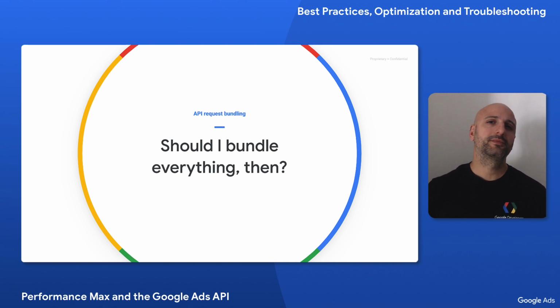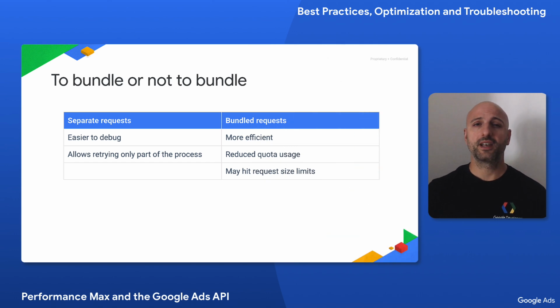Well, as to most of the good questions, the answer is actually it depends. There are advantages both in bundling requests and in sending them all separately. Sending each request separately where possible, in fact, allows for easier debugging and, in case of failures or errors, it lets you retry only the single requests that failed. Now, you might be thinking that you can still do this with bundled requests by enabling partial failure, but since asset group operations must be atomic, they don't support partial failure.